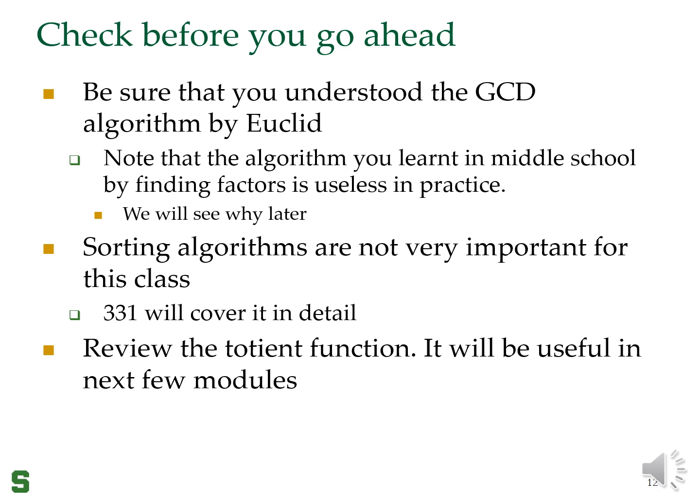I want you to review the totient function that we described. It will be useful in the next few modules. And once again, it is the number of numbers that are relatively prime to a given number n. So if I start with n equal to 15, all numbers that are relatively prime to 15 would give the totient function for 15.